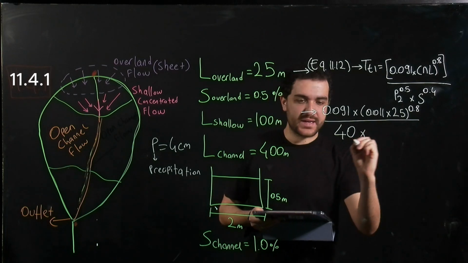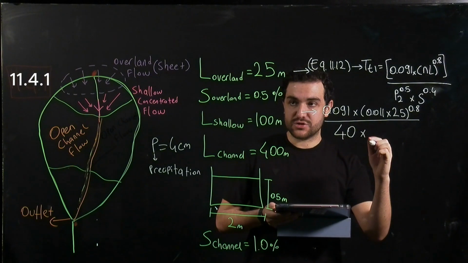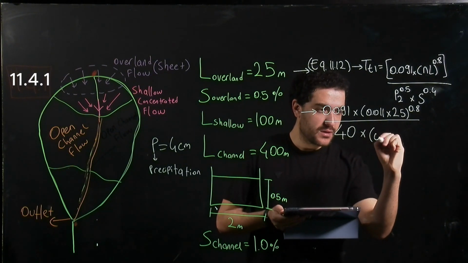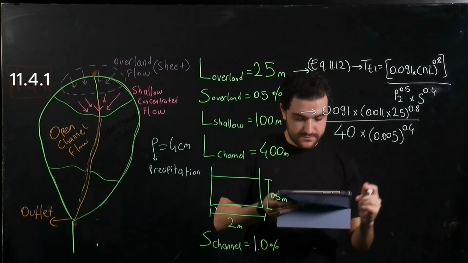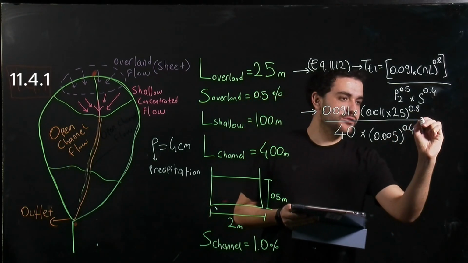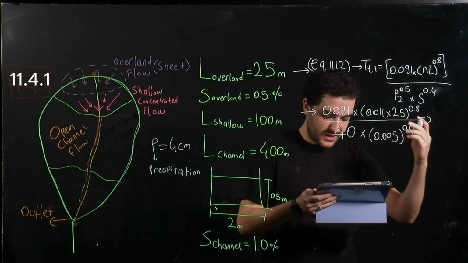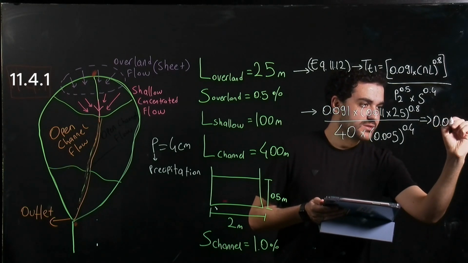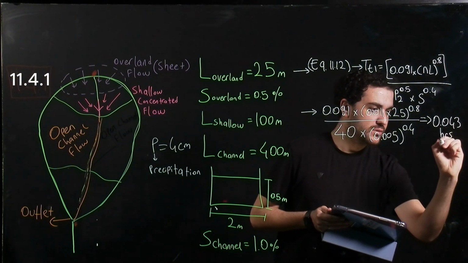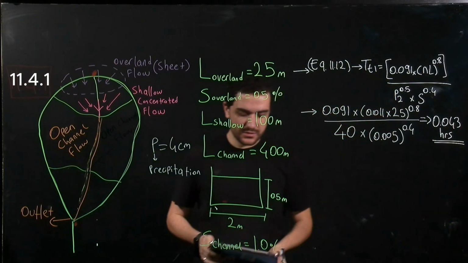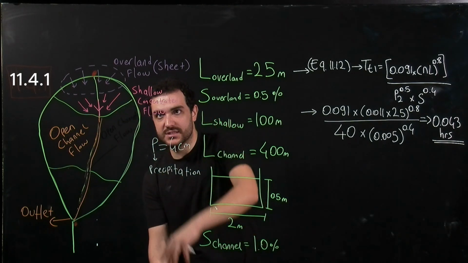And then we have the slope for the sheet flow, which is 0.5%, and it is this one. So from here, the time for the overland flow, the travel time, will be 0.043 hours. So this is the first travel time, which is the first segment, the overland flow.